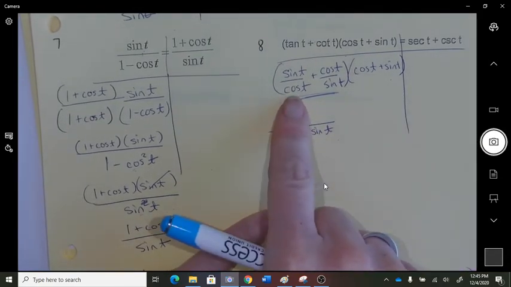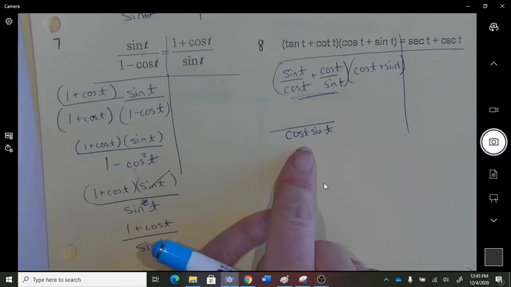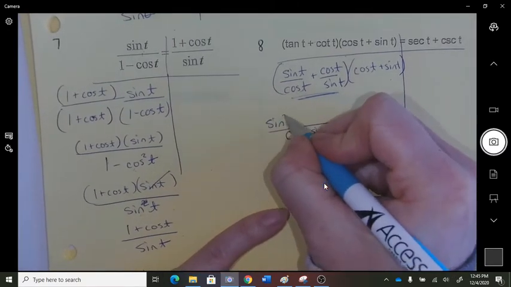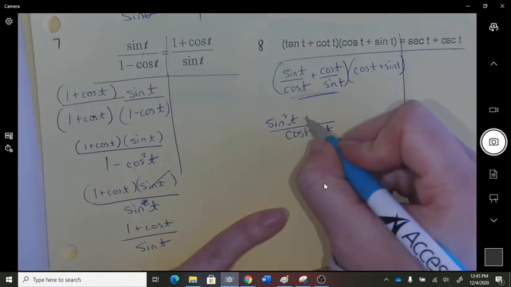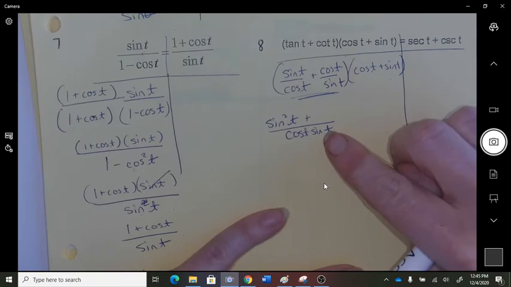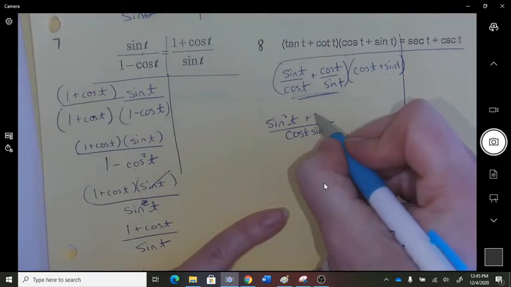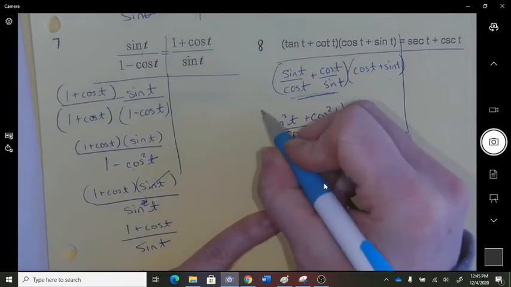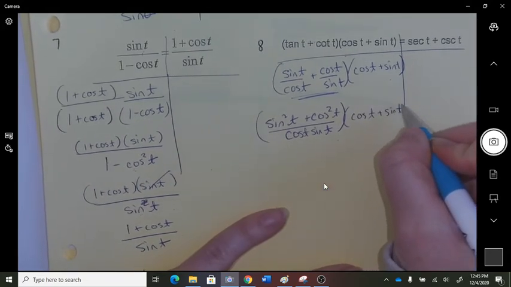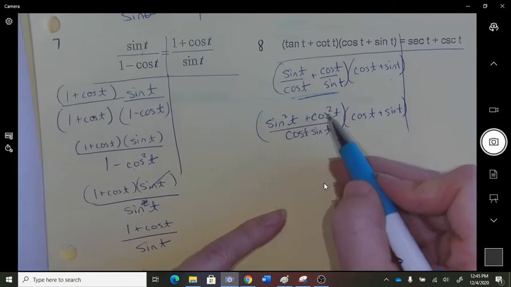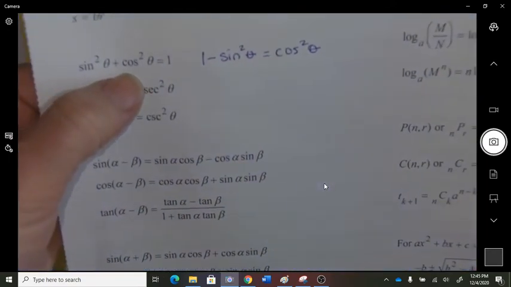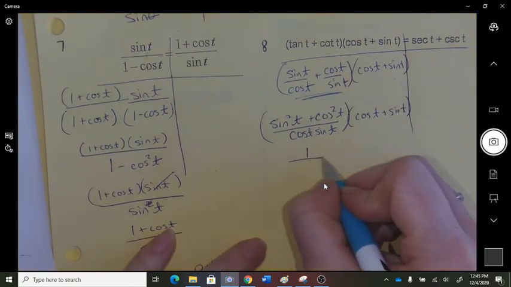So if I did that, this first fraction would have to get multiplied by a sine, so the top would become sine squared. This fraction would have to get multiplied by a cos t, so I'd have to make this cos squared on the top. This value can be replaced with this identity. So 1.